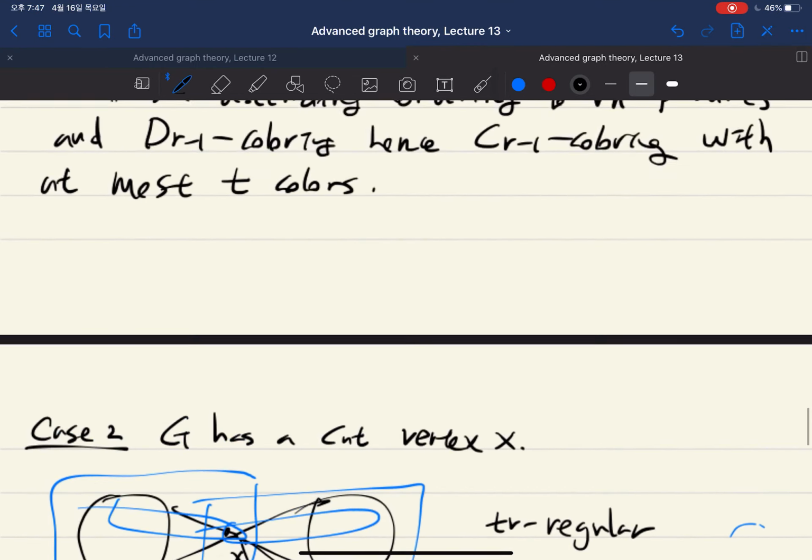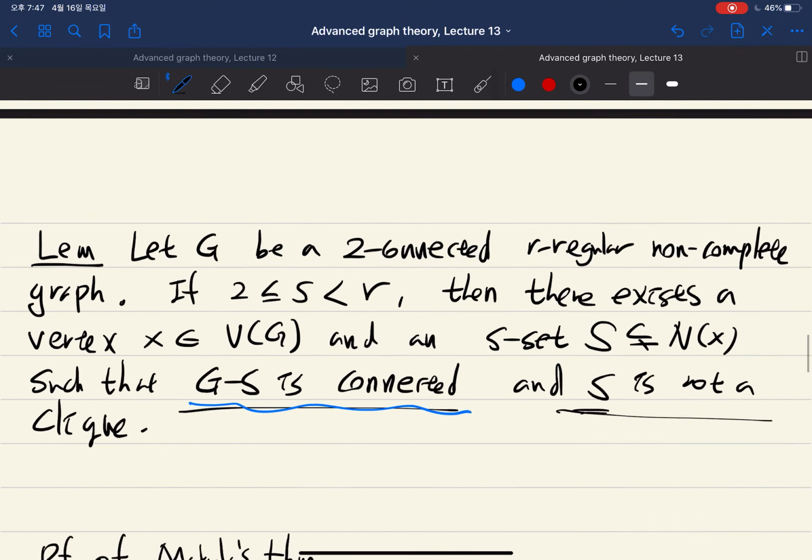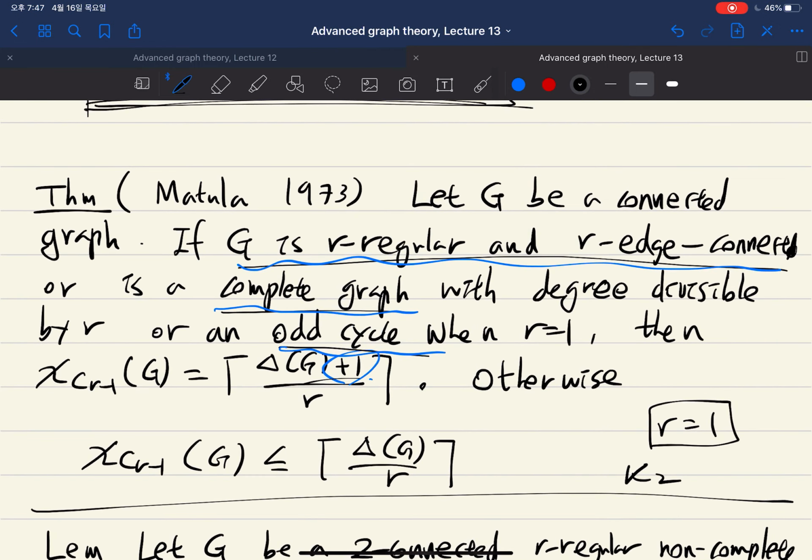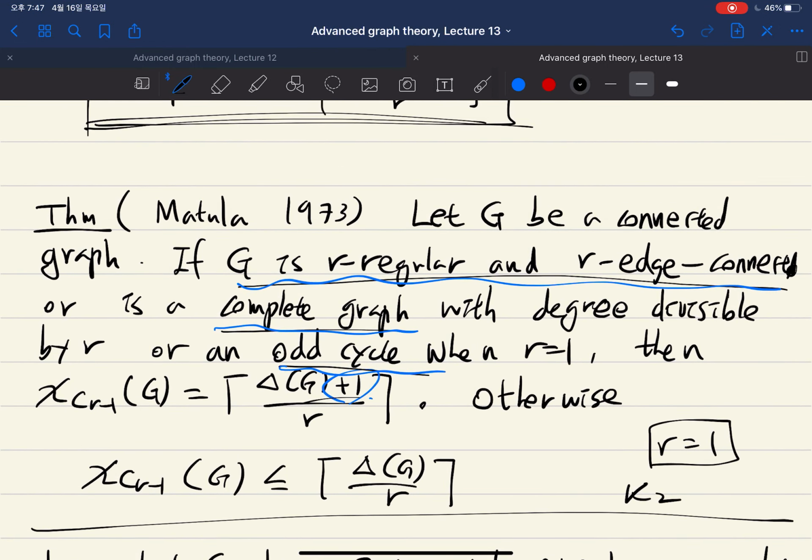So we proved this Matula theorem. What is the statement? Here. And somebody could have a question: why do we consider C sub r minus 1, which is edge connectivity, instead of vertex connectivity? But we know that if its edge connectivity is smaller than or equal to r, then its vertex connectivity is also smaller than or equal to r. So this is a more restrictive class of graphs. So this is a stronger concept than vertex connectivity.